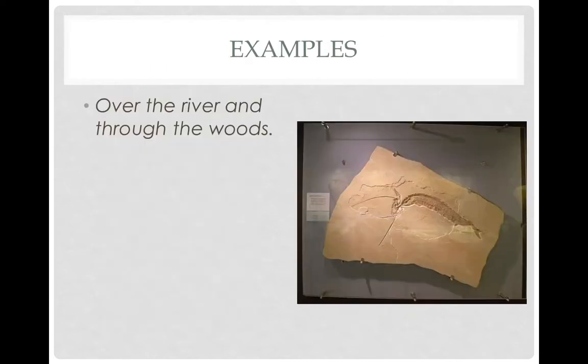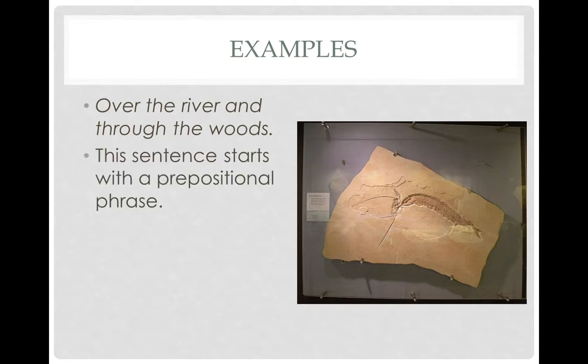The first example, and once again these examples are on your worksheets, is a sentence here. Over the river and through the woods. A popular line from a Christmas song, but not by itself a complete sentence. This is a sentence starting with a prepositional phrase. The word over is a preposition, and actually so is the word through.